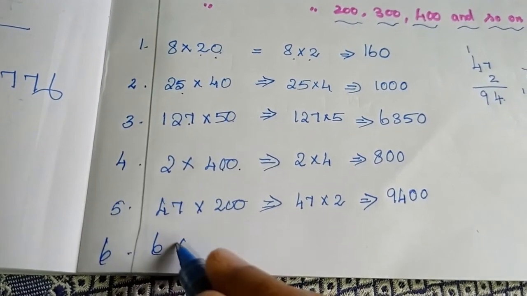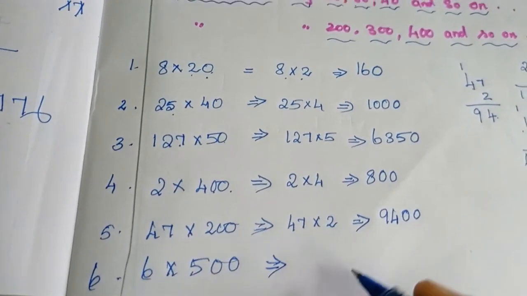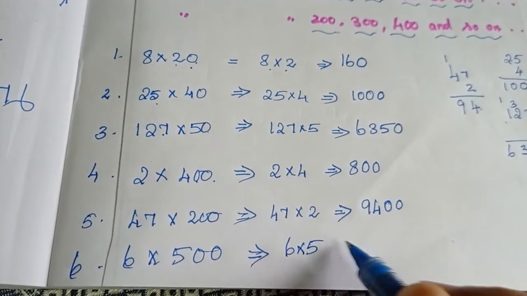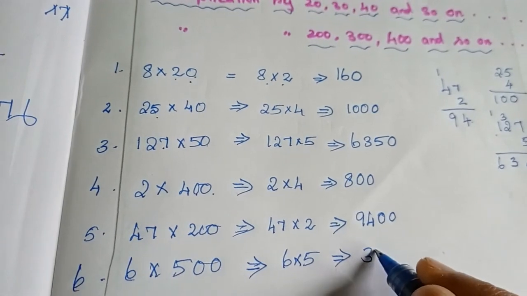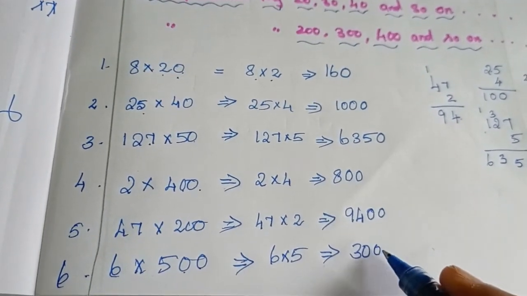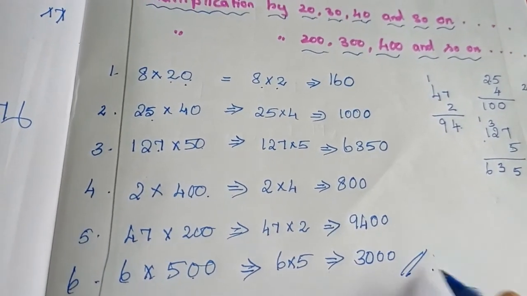6 by 500. Okay, 6 by 500. So first we have to multiply this 6 by 5. So what is the answer? 6 5s are 30. Then next we have to add these two zeros in tens place and ones place.